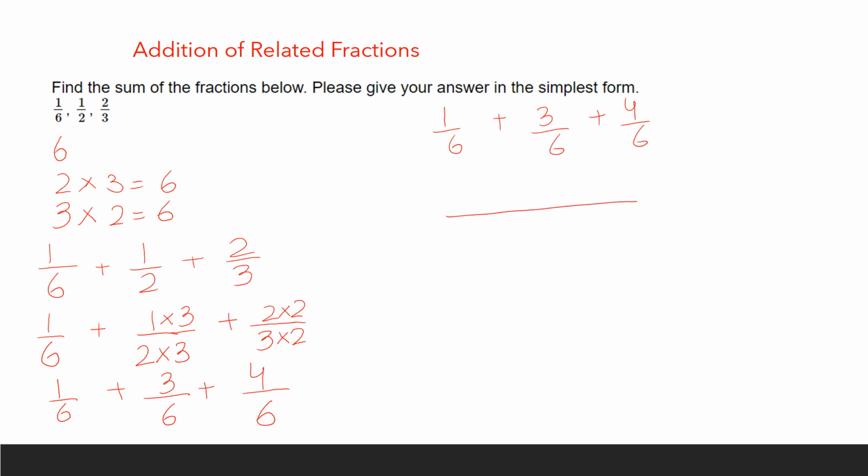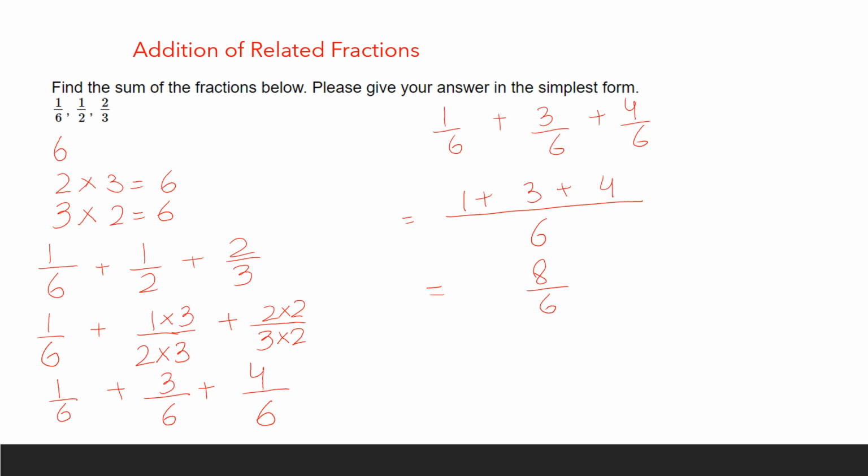In this case, I can add them easily because we have the same denominator. So it will be 6. What are our numerators? I just need to add them: 1 plus 3 plus 4. 1 plus 3 will be 4 and 4 plus 4 will be 8. So 8 by 6 is our answer when I add the fractions.